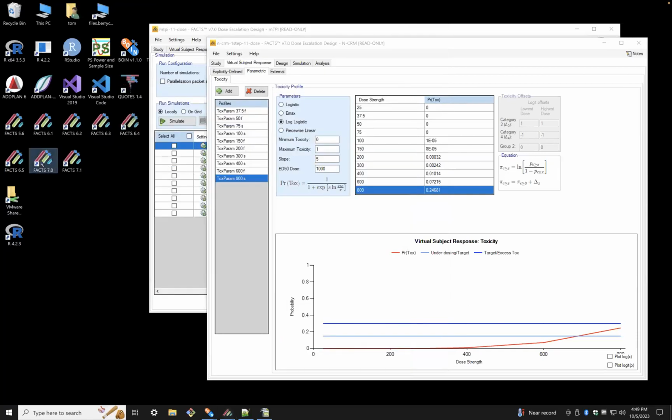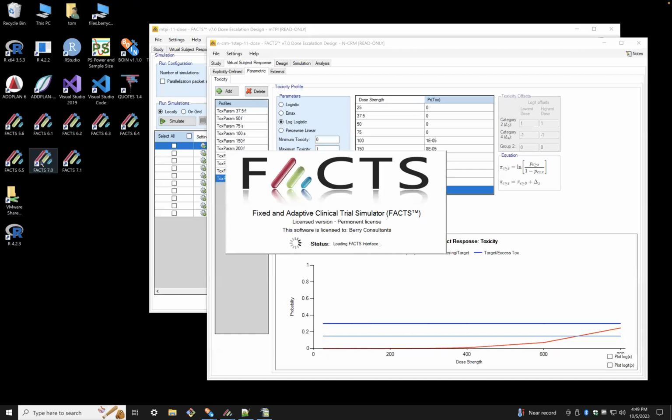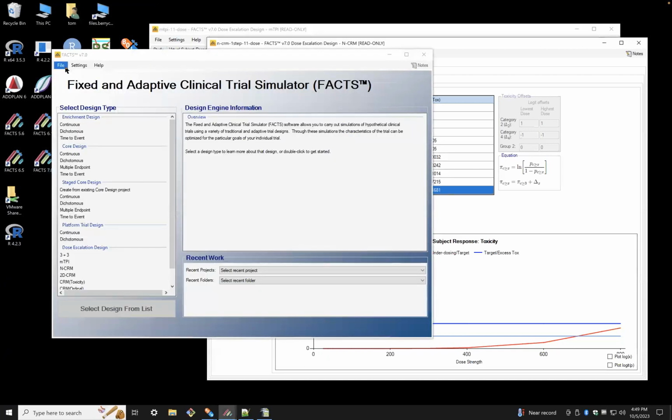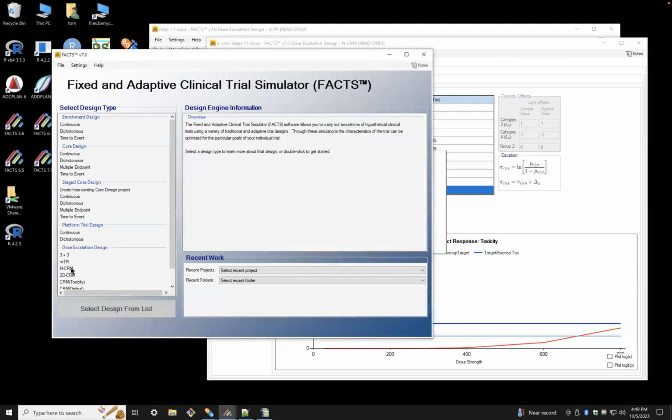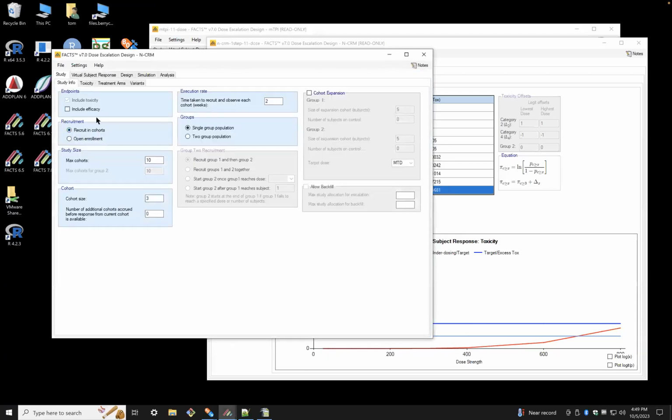So just looking at setting this up in FACS, sorry, the N-CRM. So here now, instead of MTPI, we pick N-CRM. We have a number of options here which we're not going to use. So I'm recruiting in cohorts. I'm not including efficacy. Again, I'll set a maximum of 15 cohorts and a maximum cohort size of 3. I've just got one study population. We're not doing cohort expansion.